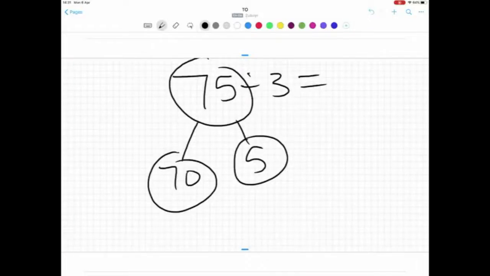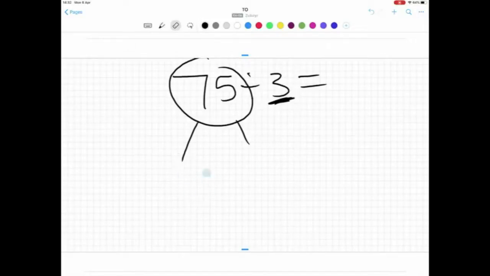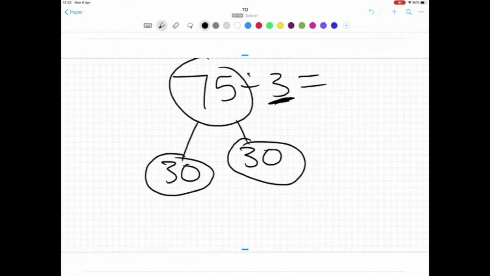But I want you to think about what we said. Is 5 in the 3 times table? It's not. Therefore, this wouldn't work. 60 so far. And what have I got left over? 75 take away 60. I know that I need to add 15 more on. And we'll find out whether 15 is in the 3 times table or not.